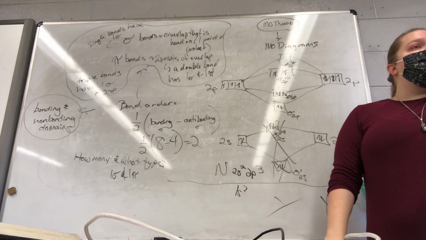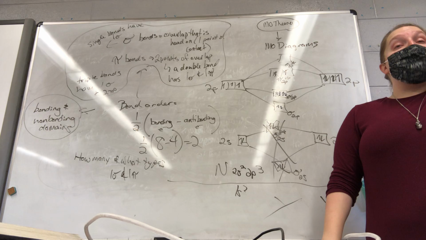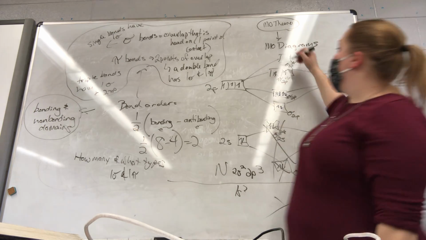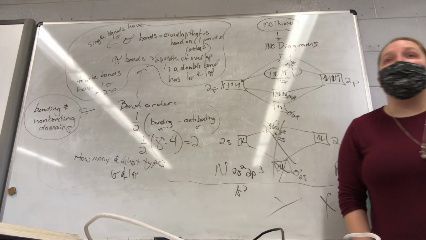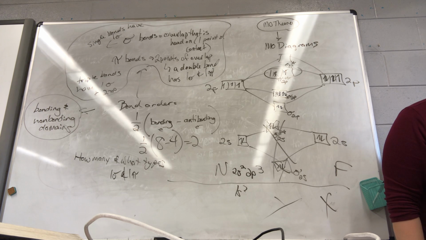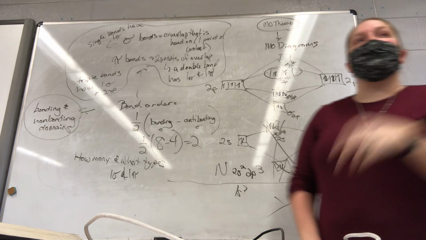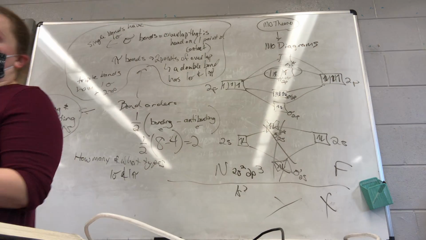Para or diamagnetic? Paramagnetic, because these still count when you're determining magnetism. Paramagnetic means unpaired electrons in the highest occupied molecular orbital. See you tomorrow.